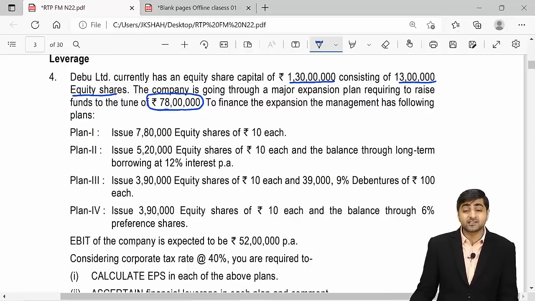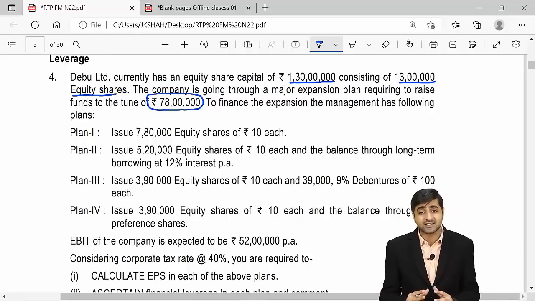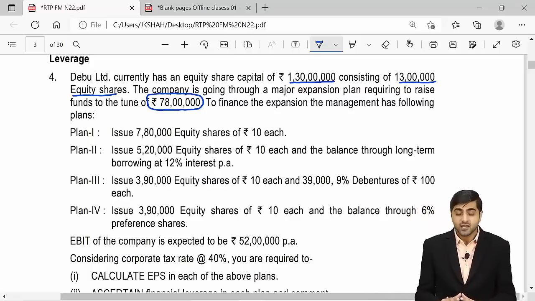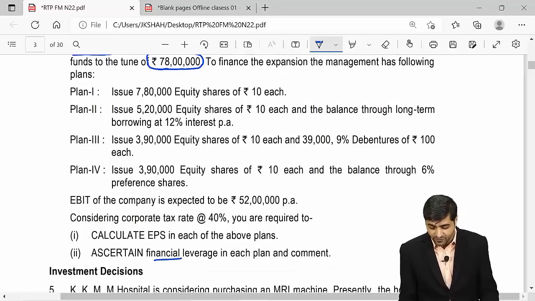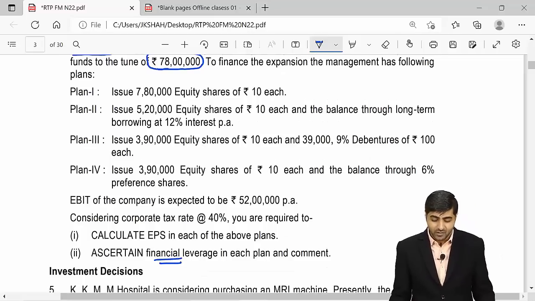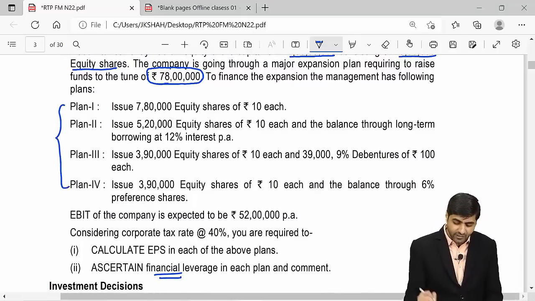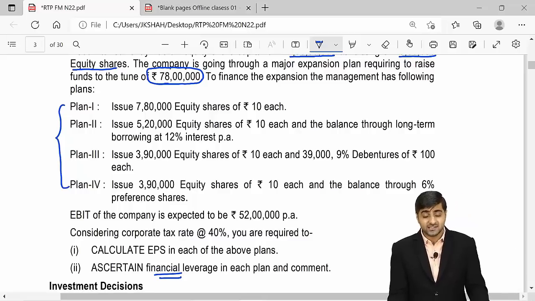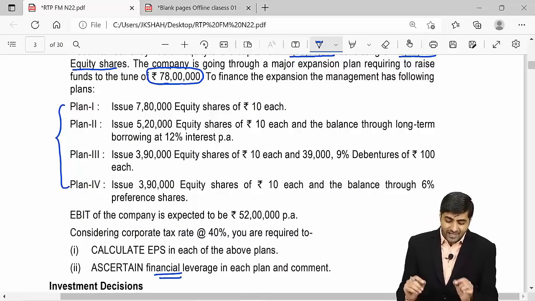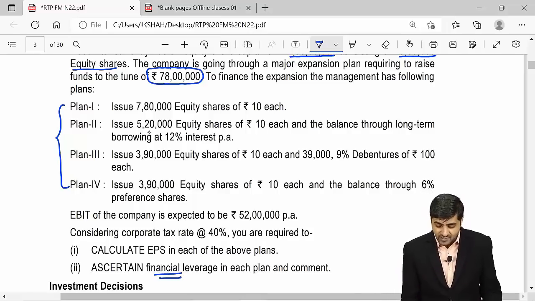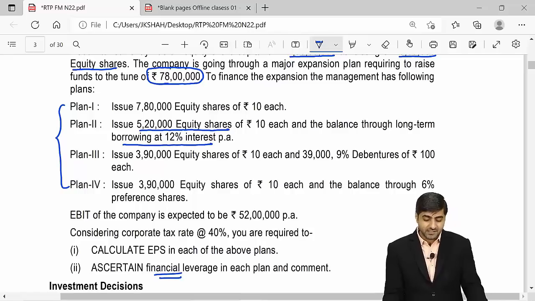So now you must be wondering, sir, we need now 78 lakh rupees. Yes, this is a combination of your capital structure as well as your leverages, because in this question they have asked you to calculate your financial leverage for each plan. Now see what is available, that there are 4 options given to you. Your plan 1 has issue of 7,80,000 equity share of rupees 10 each. Then your plan 2 has issue of 5,20,000 equity share of 10, and the balance is by the way of borrowing at 12% rate of interest.